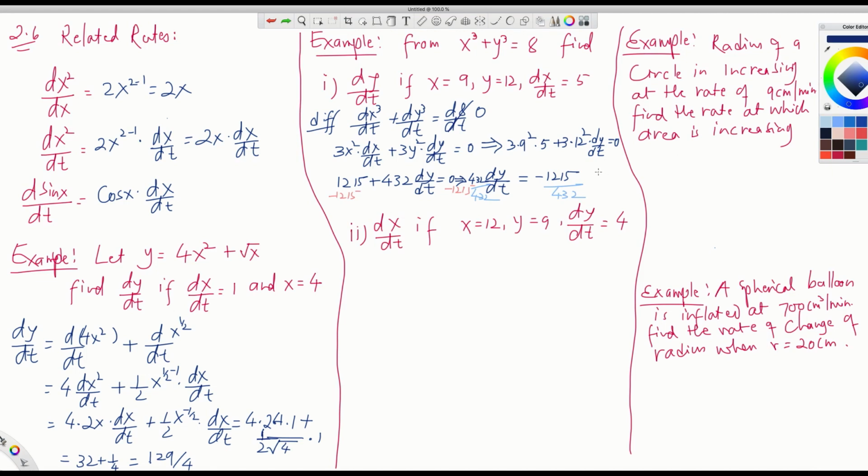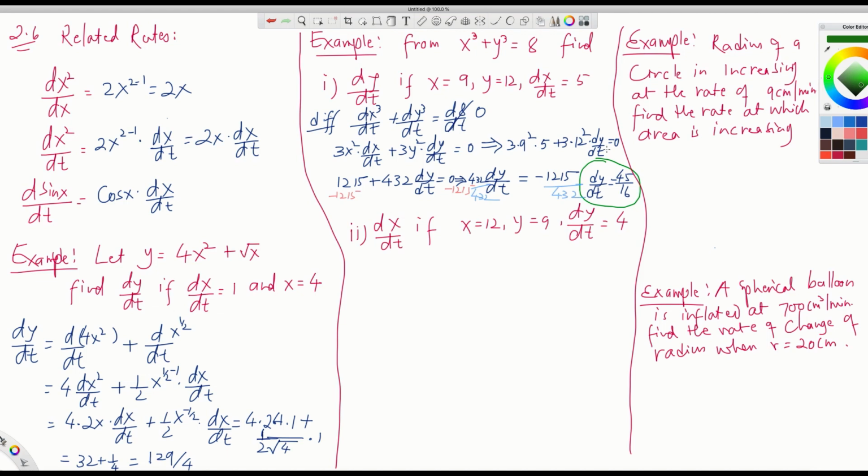Basically dy over dt is equal to negative 1215 over 432. That is negative 1215 divided by 432. Okay, and the fractional form for this is basically 45 over 16. So this is the final answer here. This is the final answer for this problem.